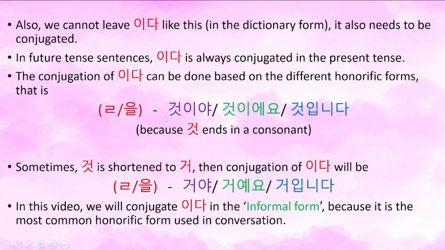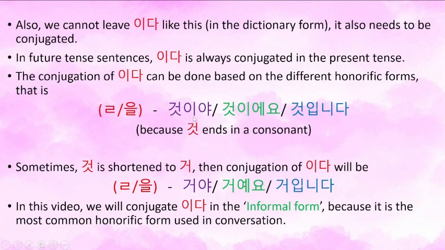For example, if you are conjugating in the casual form तो verb stem से या तो -ㄹ या -을 अटैच होगा. उसके बाद casual form में 이다 का conjugation क्या है? 이야, तो क्या बन जाएगा? 것이야. If you are talking in the informal form, 것이에요 and in formal form 것입니다.